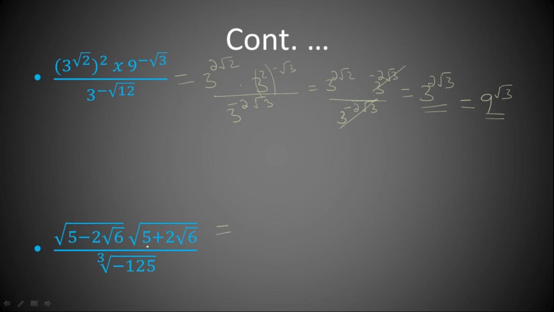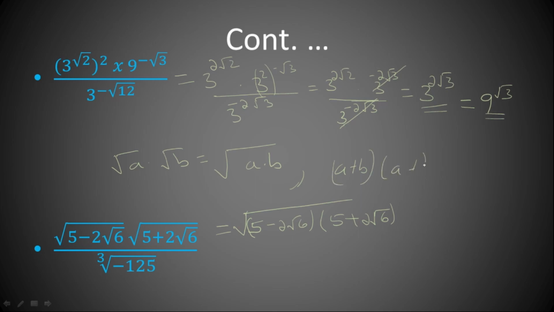Okay, for this example, we know the rule: radical a times radical b can be simplified as the square root of a times b, putting them together if they have the same index. Here our index is 2 in both cases, so we can put them inside, which means 5 minus twice root 6, and we have to put it inside the bracket because these two numbers are binomials. So 5 plus twice root 6, we know that a plus b times a minus b is the product of two binomials with different signs inside.